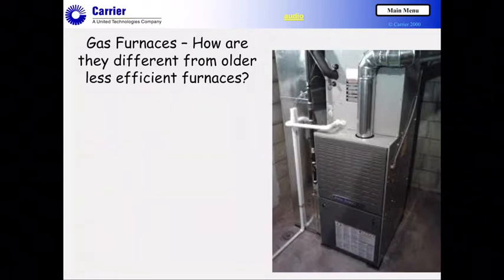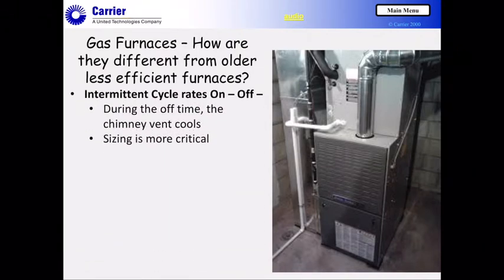So how are gas furnaces different from the older, less efficient ones? How is a newer unit a little bit better? And maybe it's not necessarily better. It's certainly better from the efficiency standpoint, but it may not necessarily be better for the venting. This is the biggest number one challenge of any type of mid-efficiency appliance that we deal with. So the first thing is the intermittent cycles. When we put an appliance in there, there's not as much residual heat. When they're intermittently cycling, during that off time, the chimney can cool down a lot more.